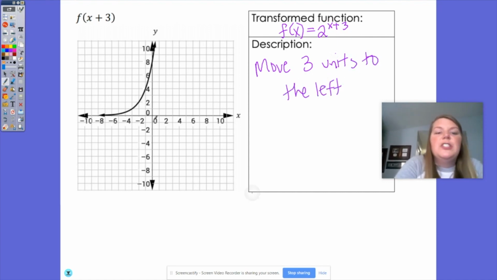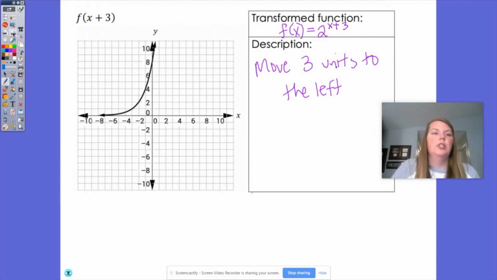And if you remember, we started at +1, but if we move 3 units to the left, 1, 2, 3, over here is now +1. Here, if we were at 2, move over 1, 2, 3. Over here, we're at 2. So it took our original 2 to the x and shifted it to the left 3 units.